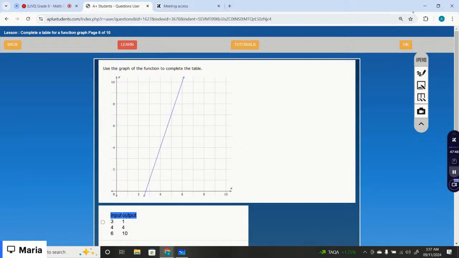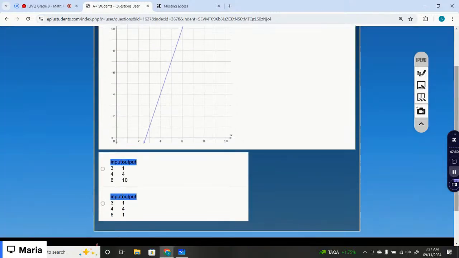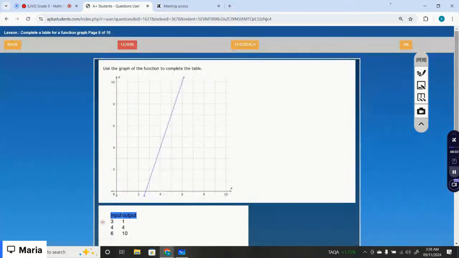Use the graph of the function to complete the table. So you have to see at x equals 6. So when x equals 6, y equals 10. Option number 1 is the correct option. That is option number 1.